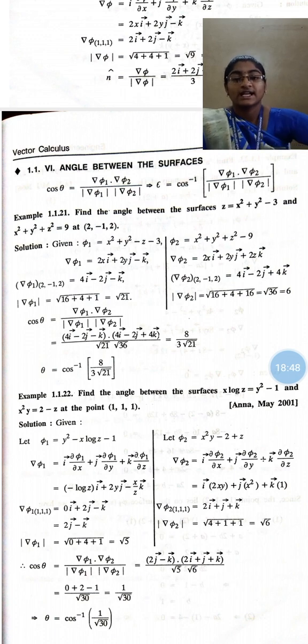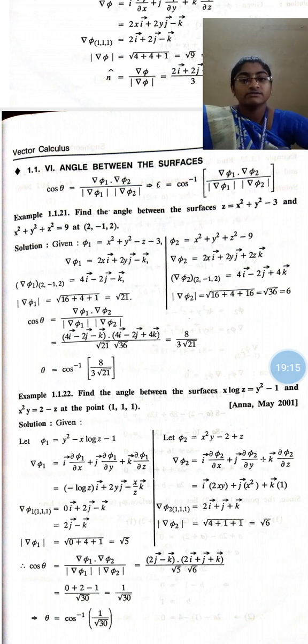Now we can write the formula for the angle between the surfaces, that is cos theta is equal to del pi 1 dot del pi 2 divided by modulus del pi 1 into modulus del pi 2. Substitute all the values and simplify it. We get 8 divided by 3 root 21. Finally we can also find the value of theta: bring this cos to the other side, so cos becomes cos inverse. Theta equals cos inverse of 8 divided by 3 root 21.